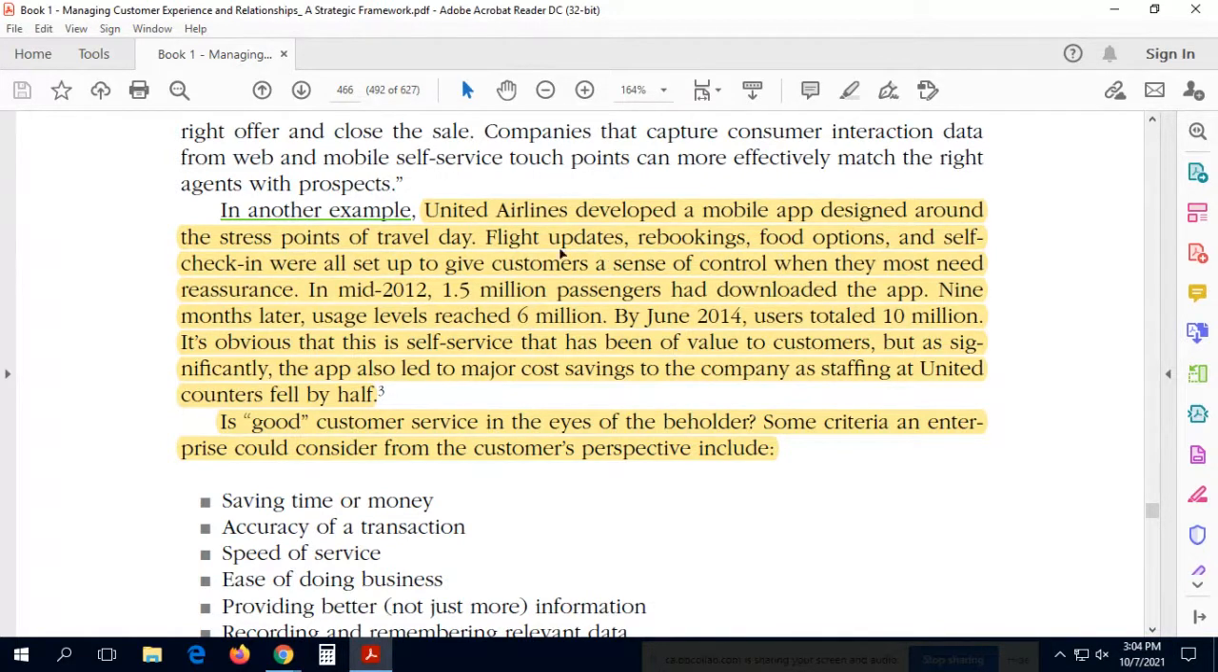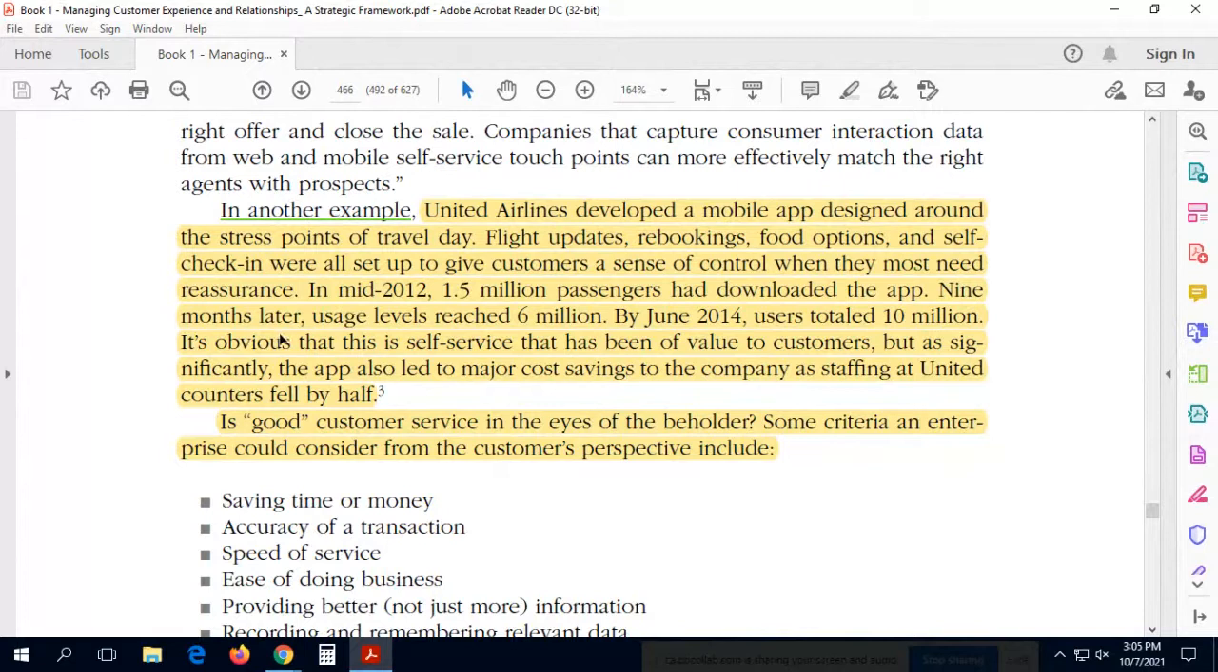They find the stress points like updates, rebookings, food options, and then put that in the mobile app. And in 2012, 1.5 million passengers downloaded that app. How did they find out what the stress points are? From the data of different complaints and what things are maybe more important for a regular customer.